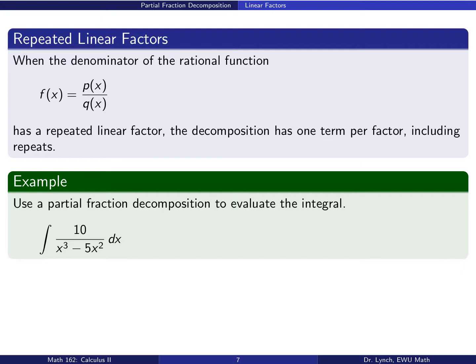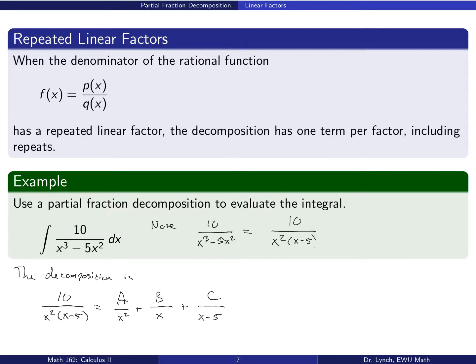Here's a perfectly good rational function, the integral of 10 divided by x^3 - 5x^2. So let's go ahead and factor the denominator, and we'll see what the decomposition looks like. So here's our decomposition in this case. We see that 10 over the quantity x^3 - 5x^2 can be factored as 10 over the quantity x^2 times (x - 5). Of course, this x^2 is our repeated linear factor. So one term per factor, including repeats. And then, of course, we have our simple linear factor with term C over x - 5.